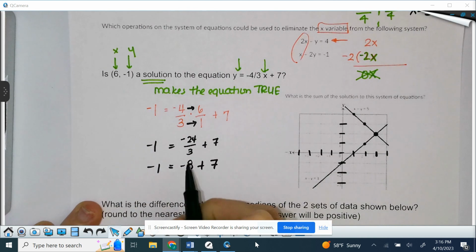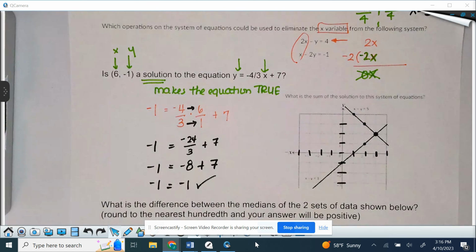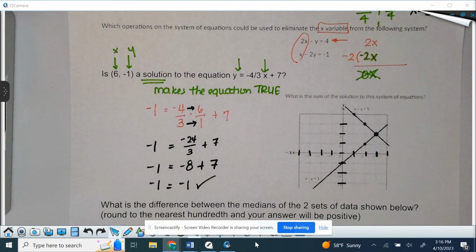If I owe you $8 and I pay you 7, is that negative 1? It is. So that means this coordinate does make that statement true, and it is a part of that line. So if I was to graph it in Desmos, if it was calculator active, you would see that line crossing through that positive 6, negative 1. This is a great question.